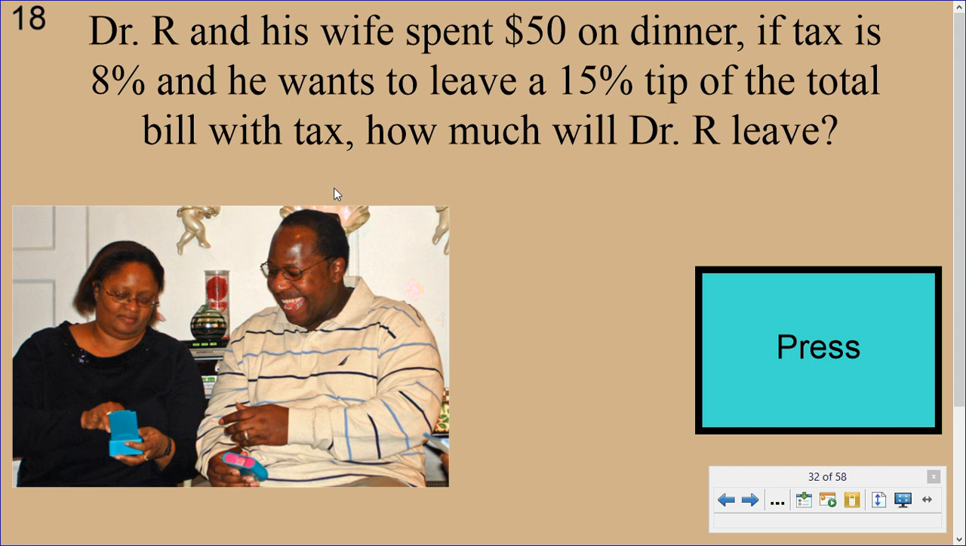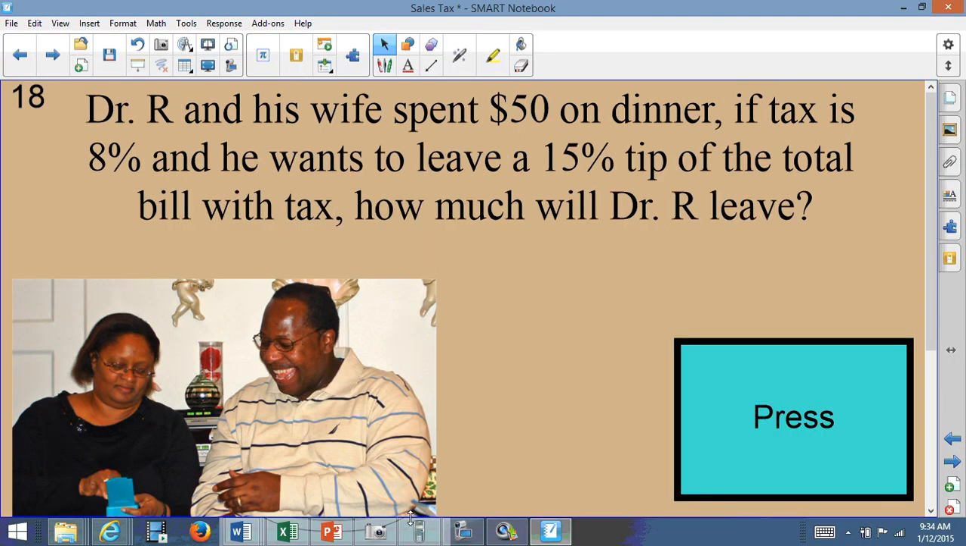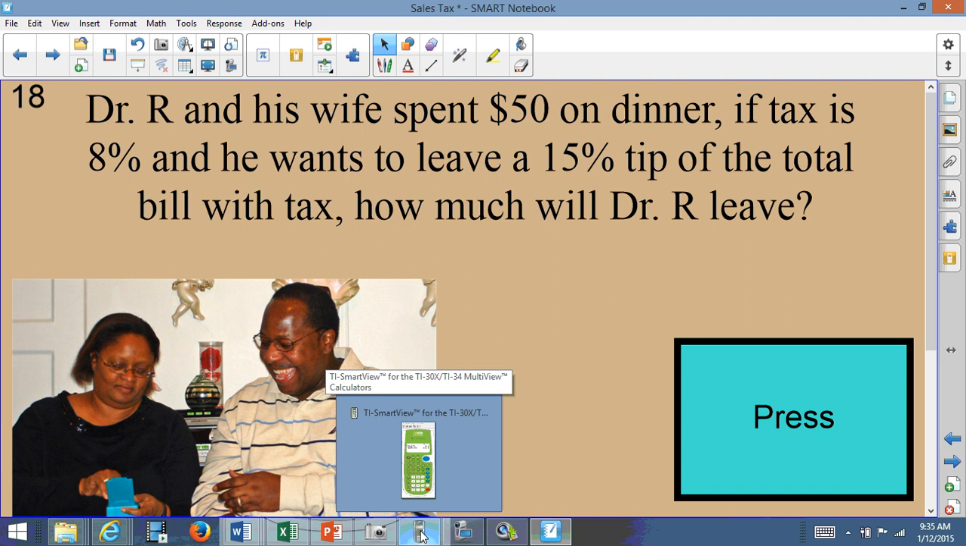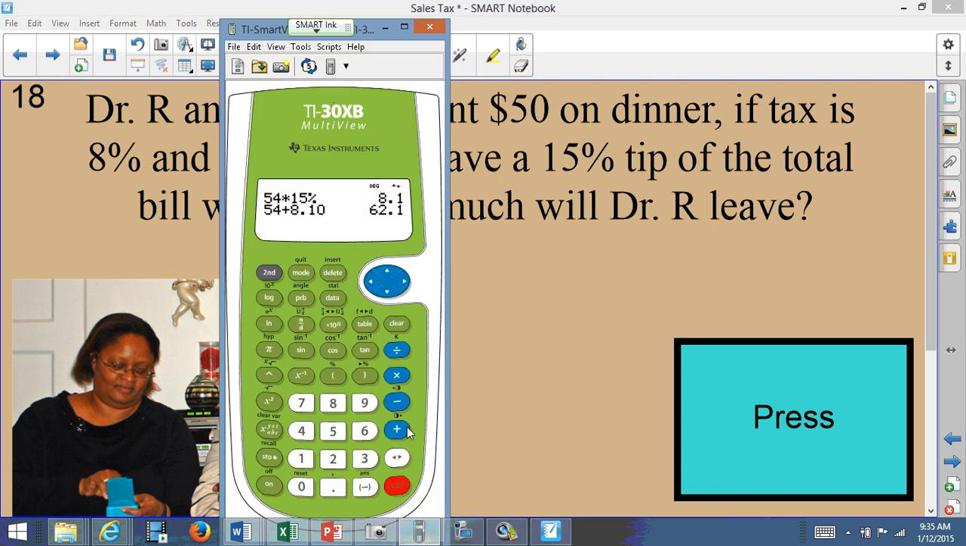So here's an example. Dr. R and his wife spent $50 on dinner. If tax is 8% and he wants to leave a 15% tip of the total bill with tax, how much will Dr. R leave? All right, so let's get our calculator and find how much our bill is going to be with tax.